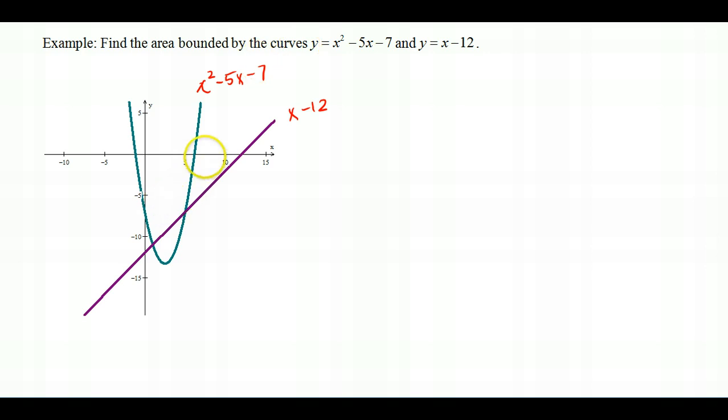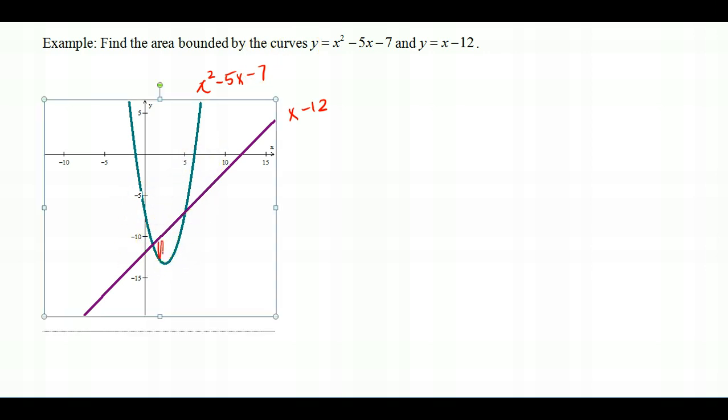So notice that these two curves actually intersect. So we're trying to find this area here enclosed by the two graphs. Notice what we're missing. We're missing limits of integration. So we have a top function, the purple graph, x minus 12. We have a bottom function, x squared minus 5x minus 7, for the region that we're trying to find the area of. But what we're missing are limits of integration.